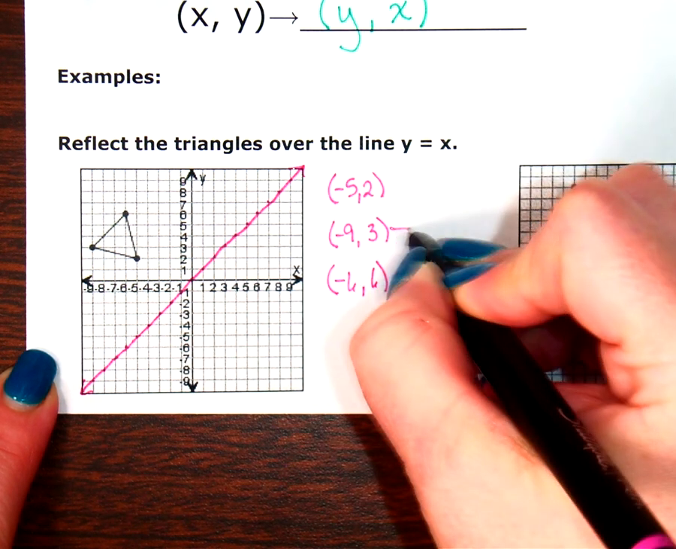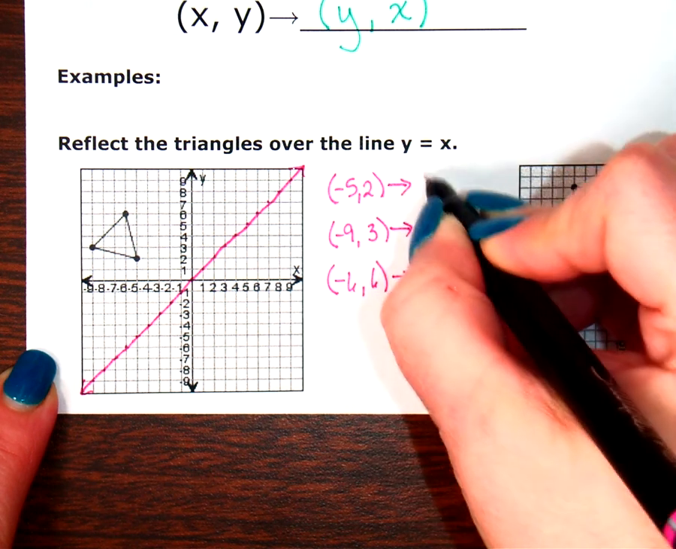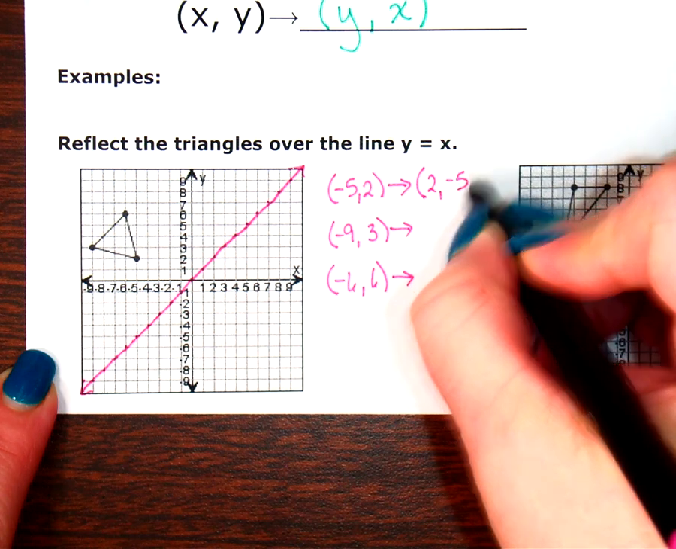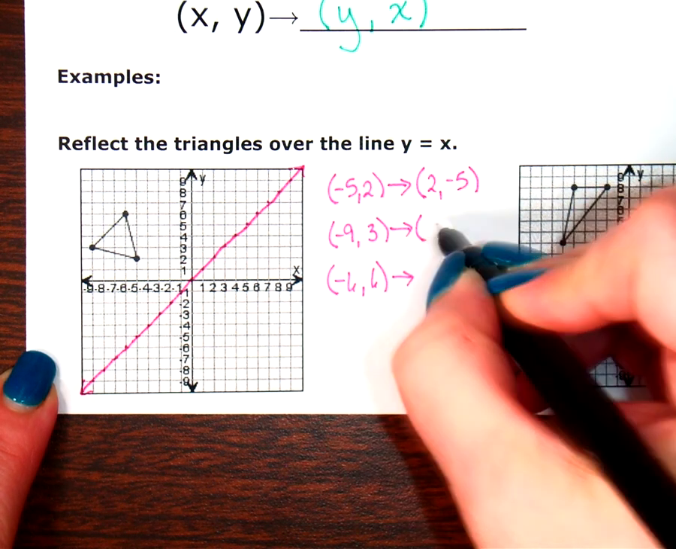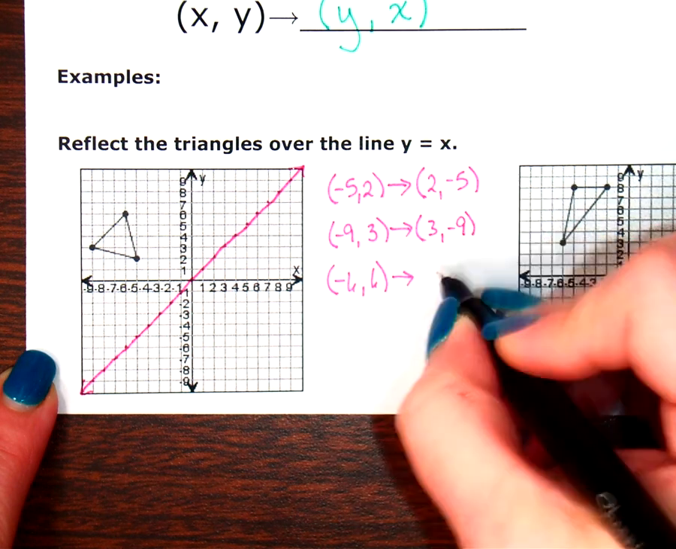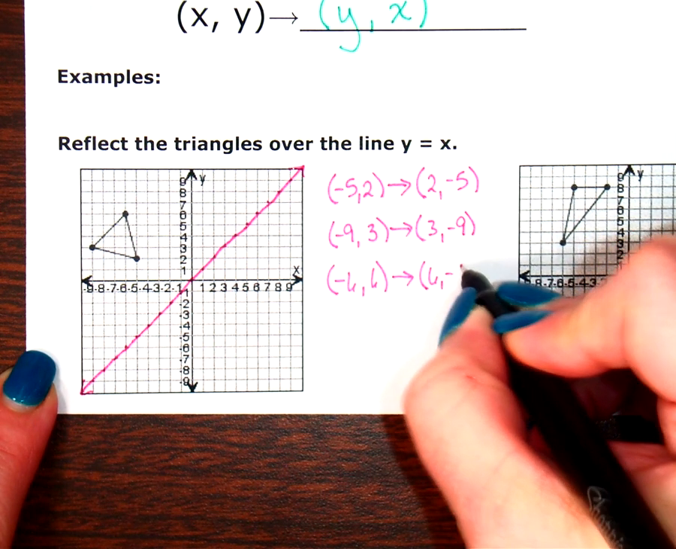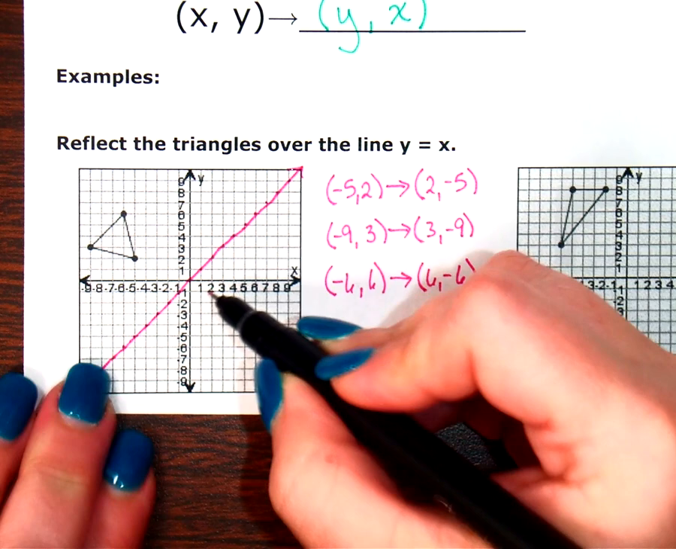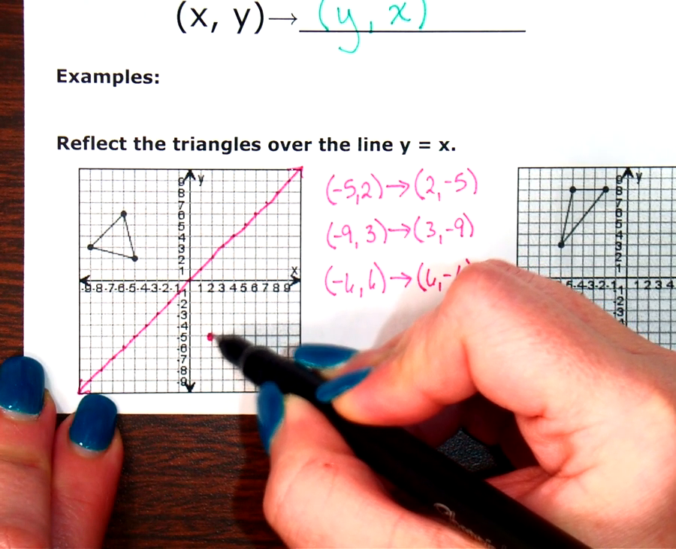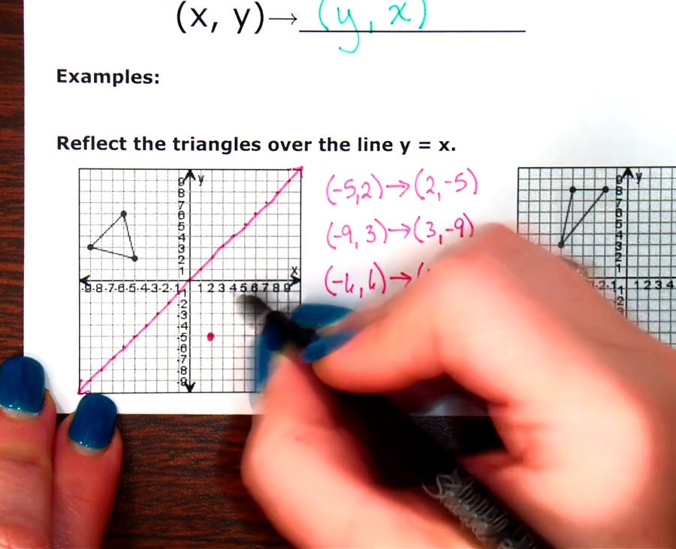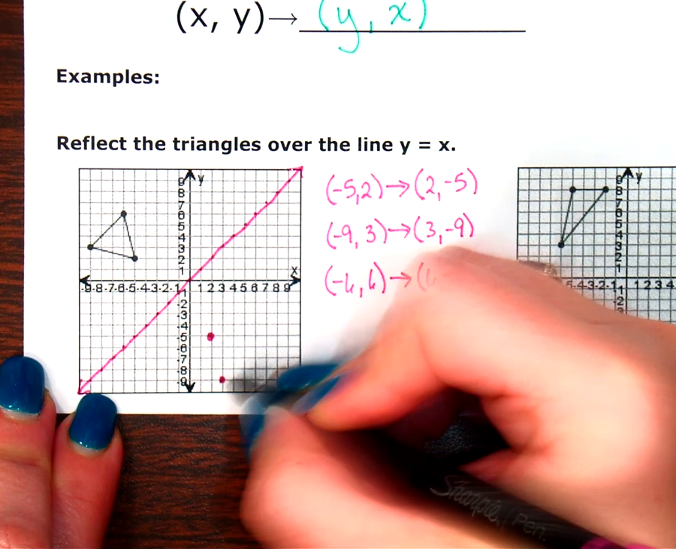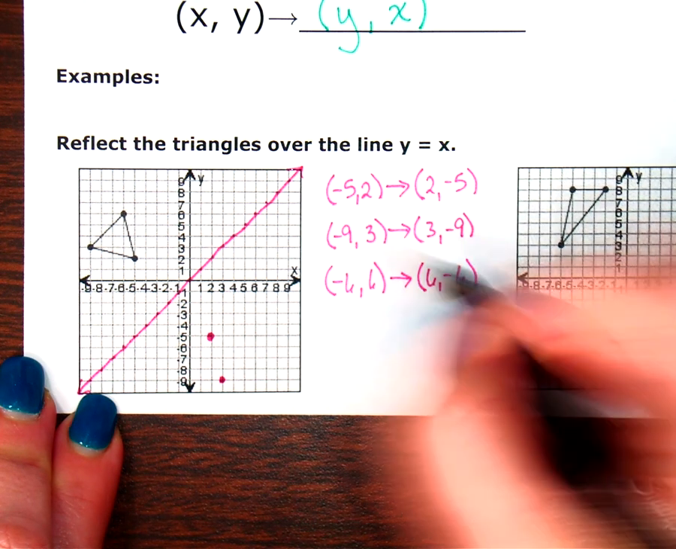And what we're going to do with each of those is just switch your x and your y. So this is going to become (2, -5). This is going to become (3, -9). This is going to become (6, -6). So let's graph those 3 points. (2, -5), (3, -9), and (6, -6).